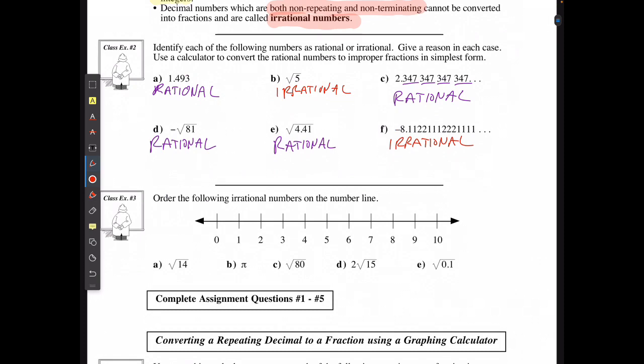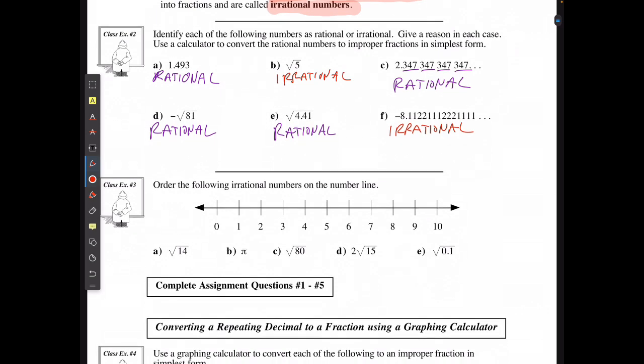I can always represent any of these numbers on a number line, giving an approximation of what their values are in relation to the digits on the number line and to each other. The easiest way to do this is just plug the numbers into my calculator to see approximately what I'm getting. Well, if I put the square root of 14 into my calculator, I get 3.741 and then just a non-repeating pattern.